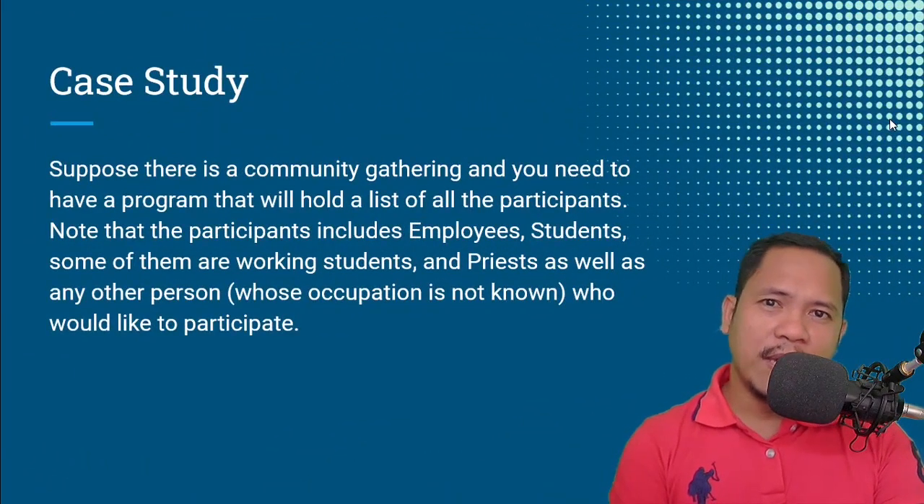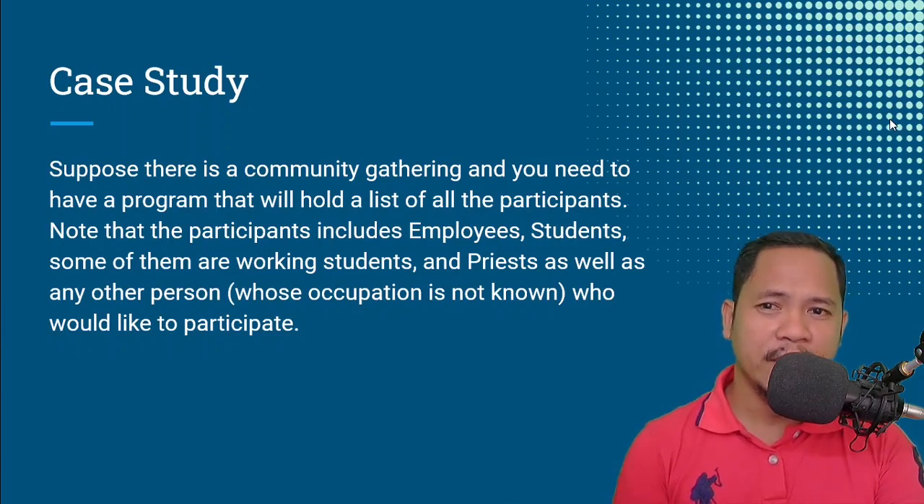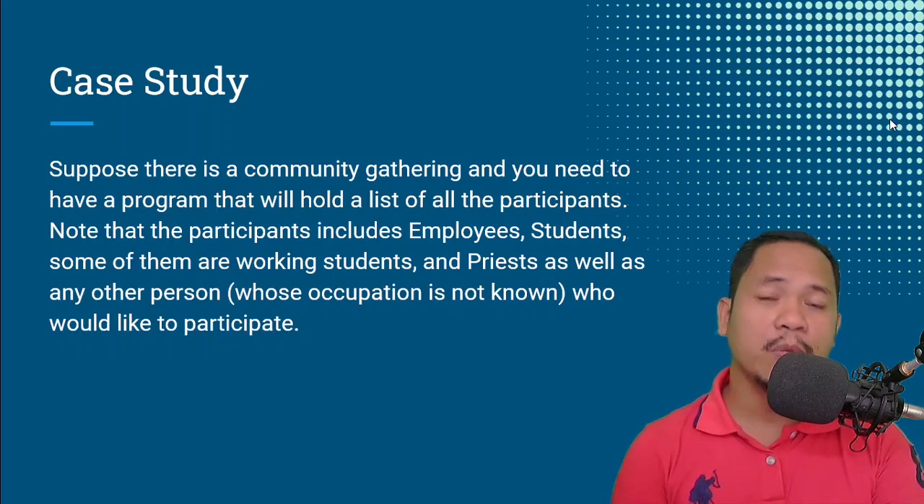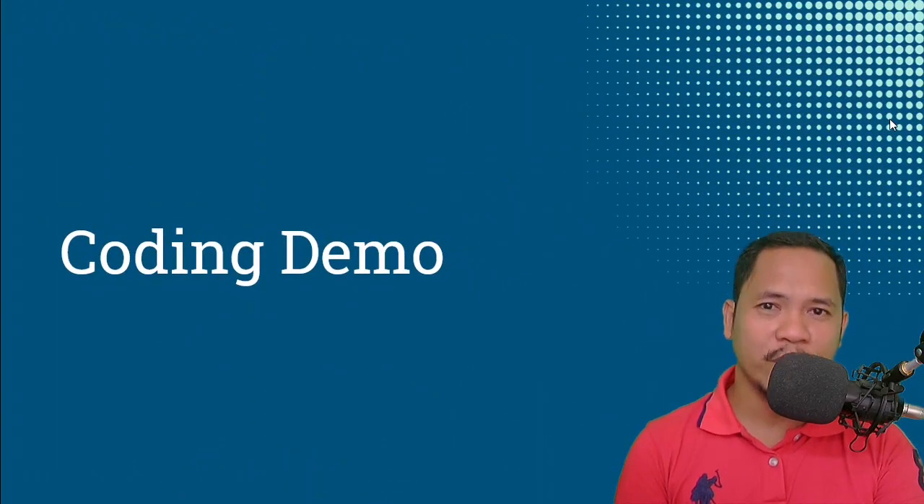Let's take a look at this case study. Suppose there is a community gathering and you need to have a program that will hold a list of the participants. Note that the participants include employees, students, and some of them are working students, and priests, as well as other persons or other people whose occupation is not known, who would like to participate. How would you implement this? Let's take a look at the solution to this problem in a coding demonstration.